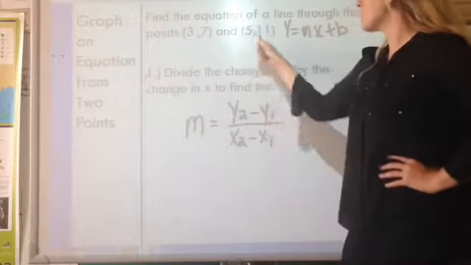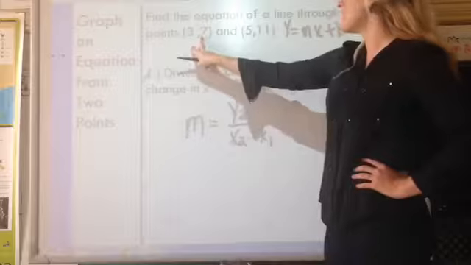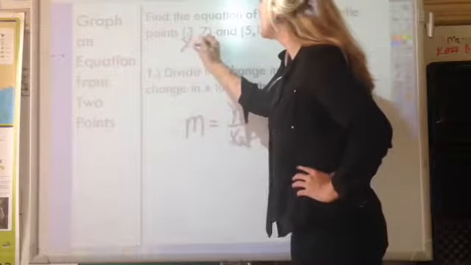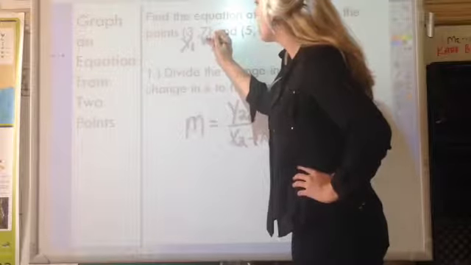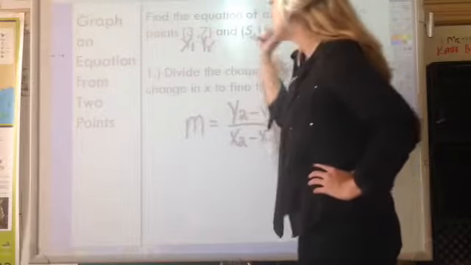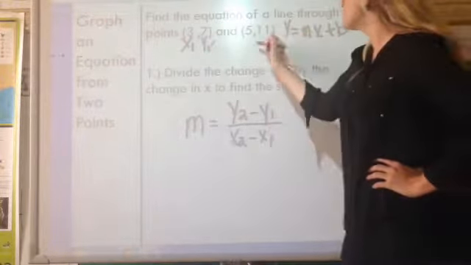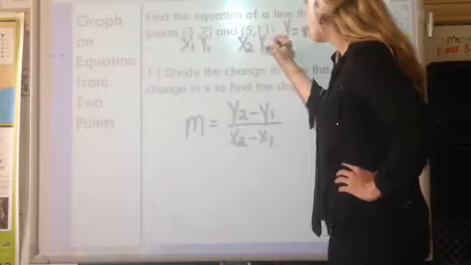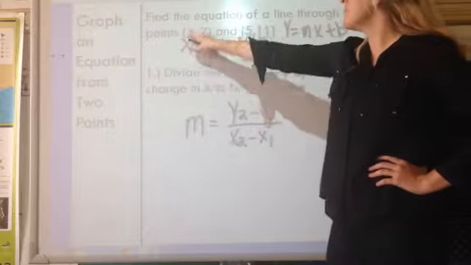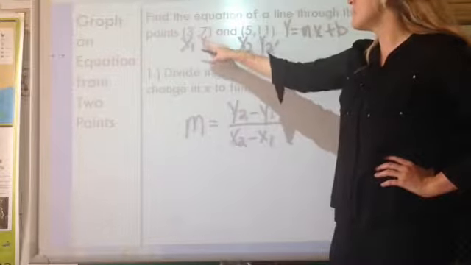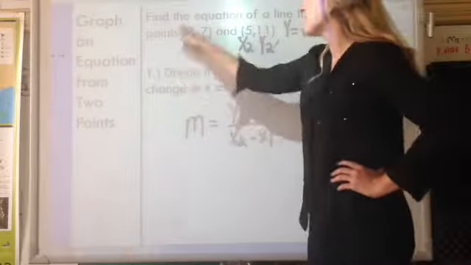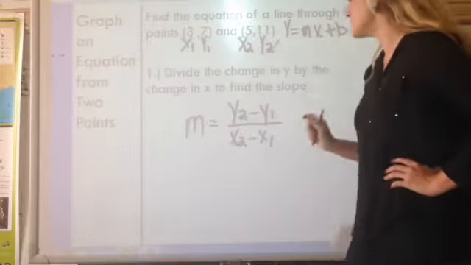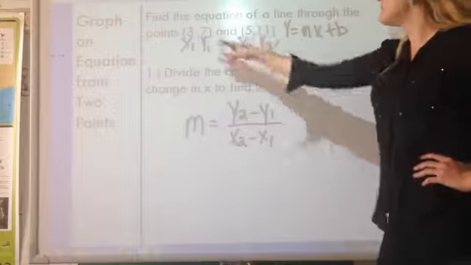Let's go back to our coordinates here. This is my first set of coordinates, and I'm going to label it x1 for my 3 and y1 for my 7. Then I'm going to label my second one x2 and y2. 3 is my x coordinate, 7 is my y coordinate, and since this is my first pair, I labeled it with a 1. I did the same thing over here, I just gave it a 2. So now it becomes really easy to just plug it in.